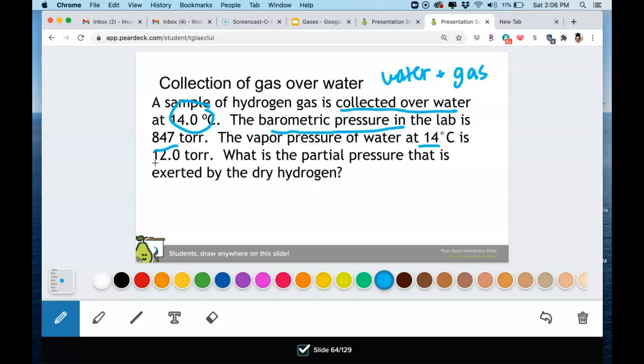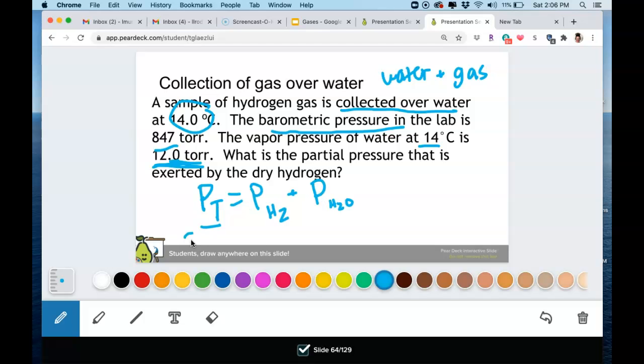So at this temperature, a little bit of water is turning into a gas, and this is how much pressure it exerts. So what is the partial pressure exerted by the dry hydrogen gas? Well, partial pressure, Dalton's law, is one pressure plus another pressure. So this is the pressure of hydrogen gas. The total pressure of the room is the pressure of the hydrogen gas plus the partial pressure of water. Now, it's not a lot, but it's enough that you have to account for it.